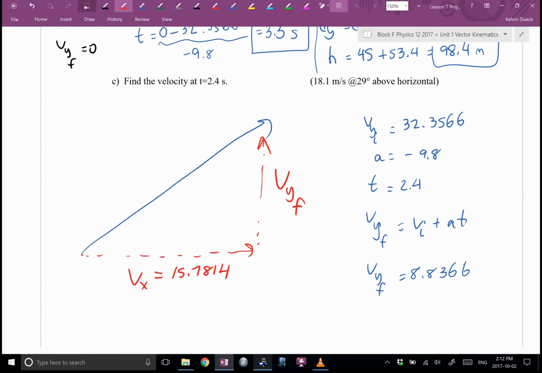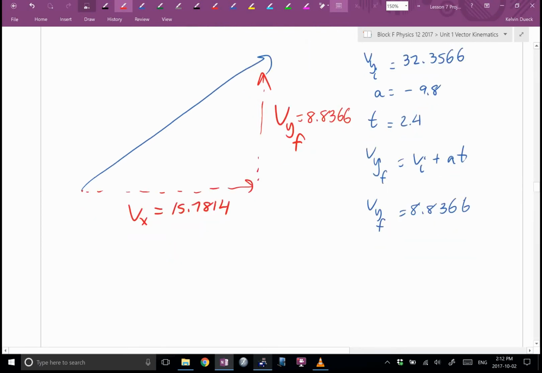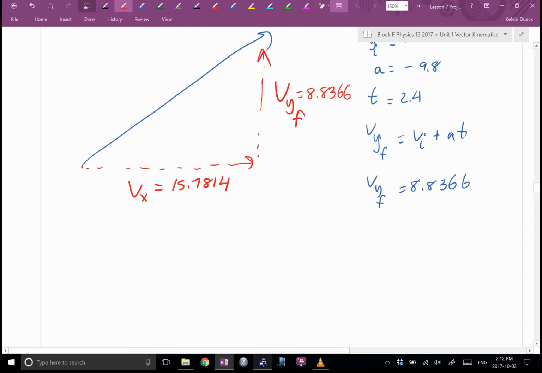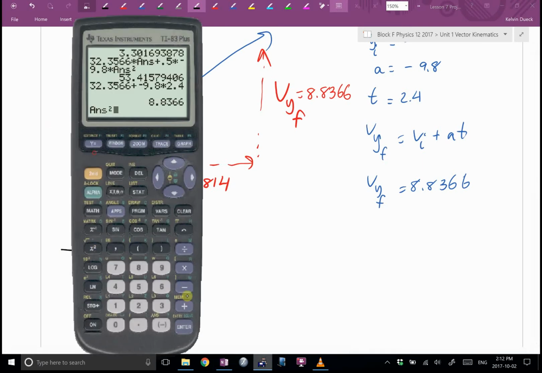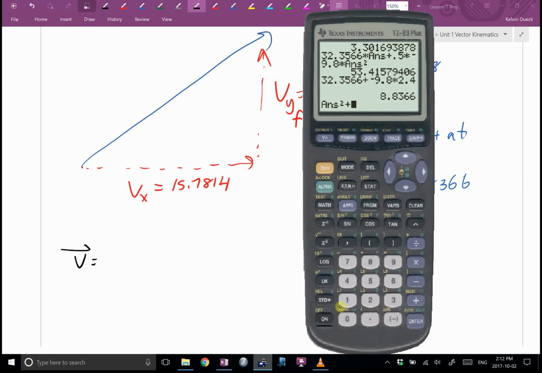So this equals 8.8366. How can I find the magnitude of the velocity? Hey, good old Math 8, Pythagoras. It's going to be this number squared plus 15.7814 squared, square root. And I get 18.1 meters per second.